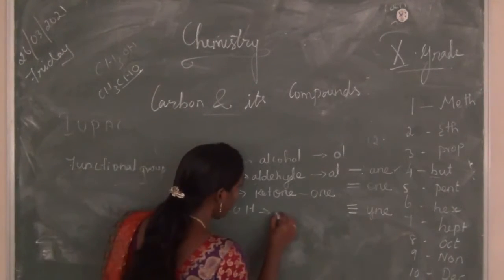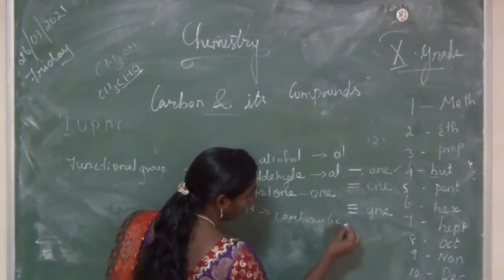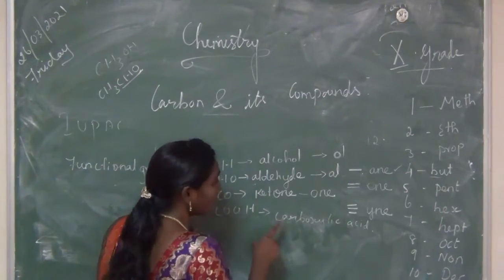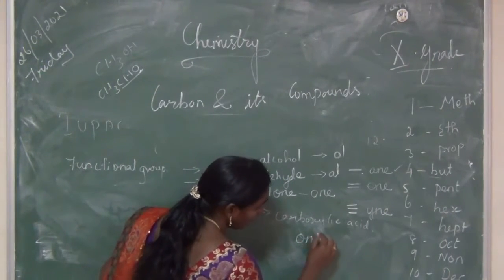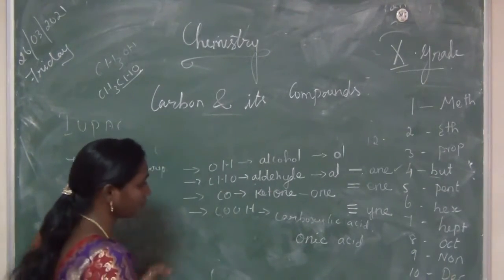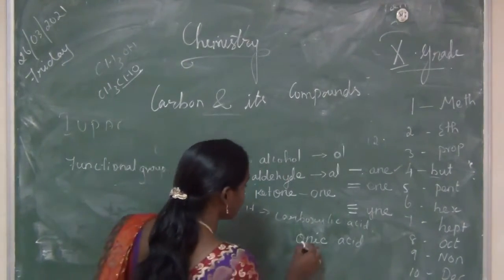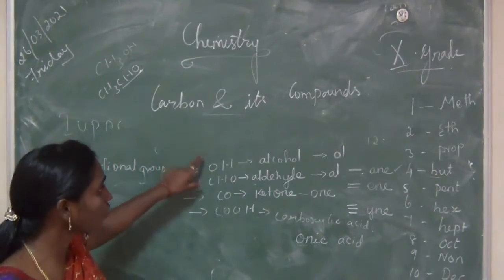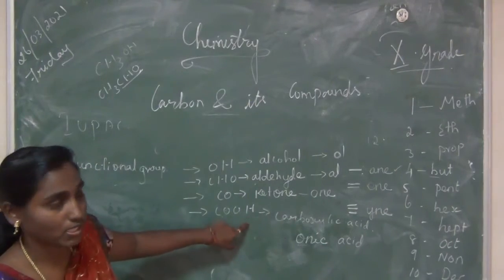The last one is COOH. COOH means that is carboxylic acid. Here we can use the suffix word ONIC acid. This suffix word you can use. So for functional groups, what are they? OH, CHO, CO, COOH.